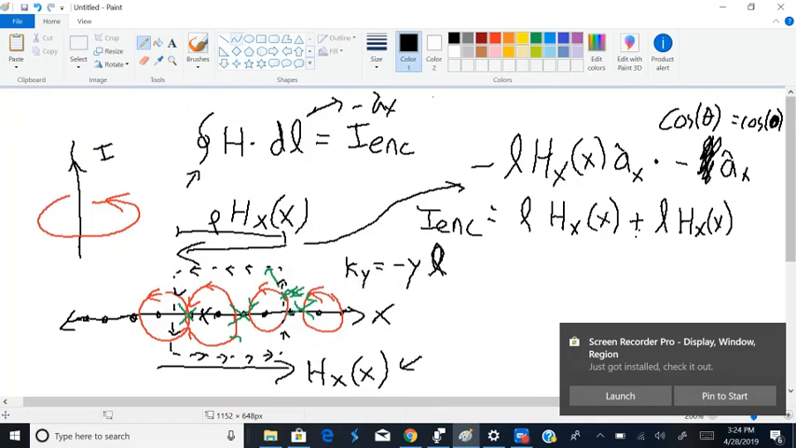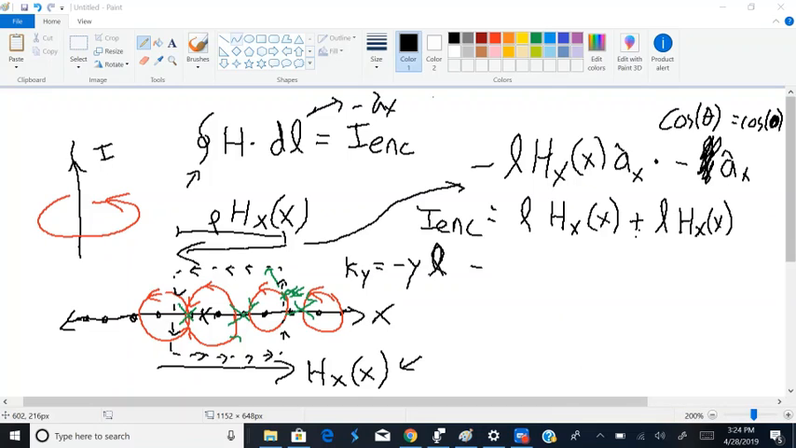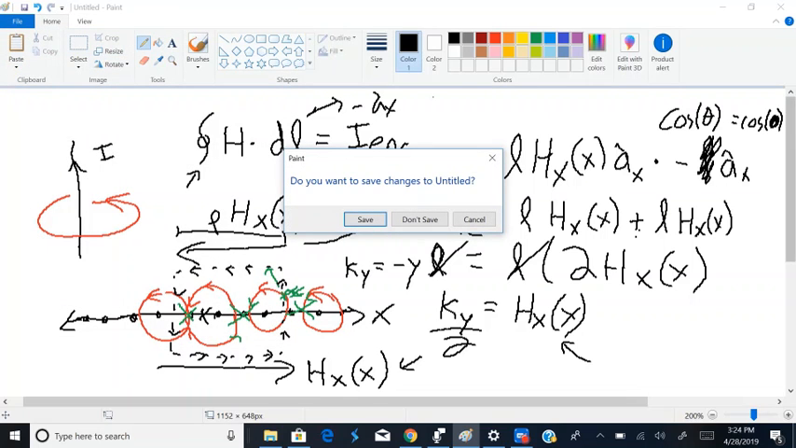Is equal to L times 2 Hx of x. The L's cancel, so let's just say Ky divided by 2 is Hx of x. And again, we can tell which direction this is based on the right-hand rule as described before, which direction our fingers curl in. So that is what we're going to need to know for problem 7, and it helps us.